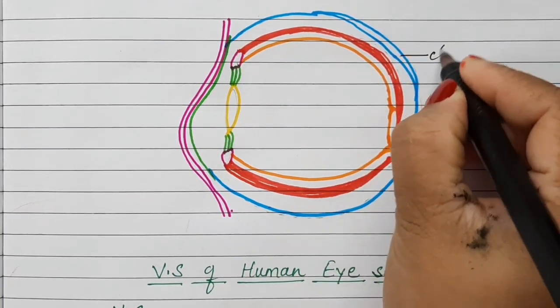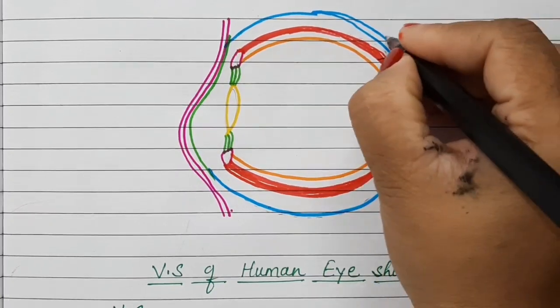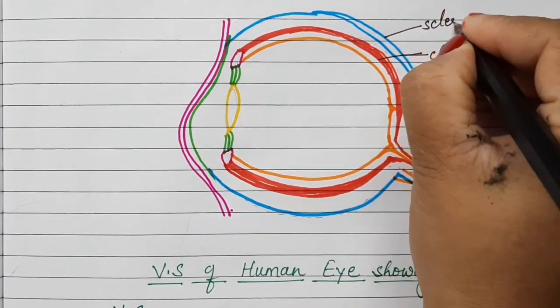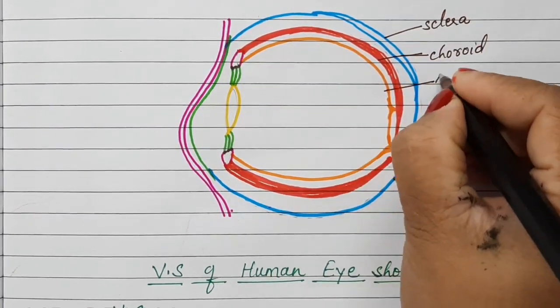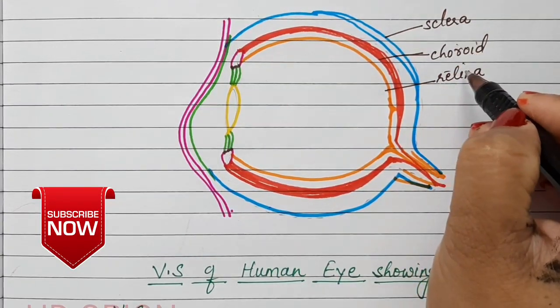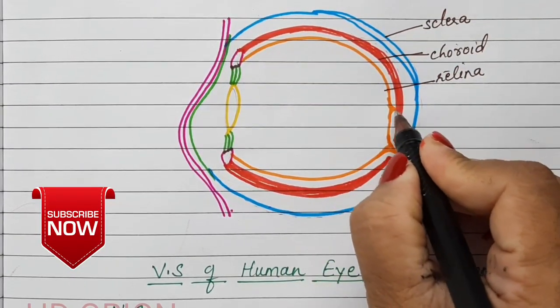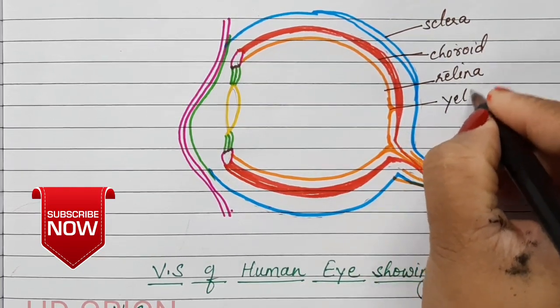The outermost layer is sclera, the middle layer is choroid, and the innermost layer is retina. These three are the layers of the human eye. In the retina, there is a depression over here. This forms the yellow spot.